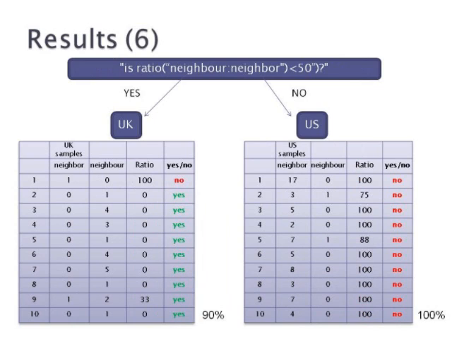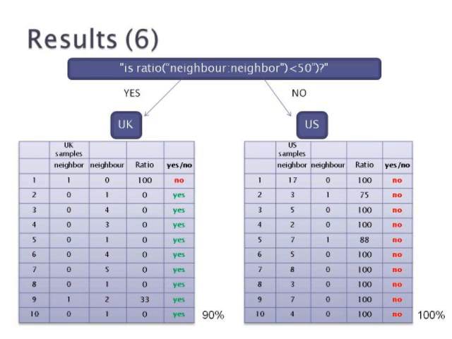This final tree asks the question, is the ratio of NEIGHBOUR to NEIGHBOR less than 50? 95% of the results were accurate for this tree, as those ratios fewer than 50 were from the UK corpora, and those with ratios above 50 were from the US corpora.